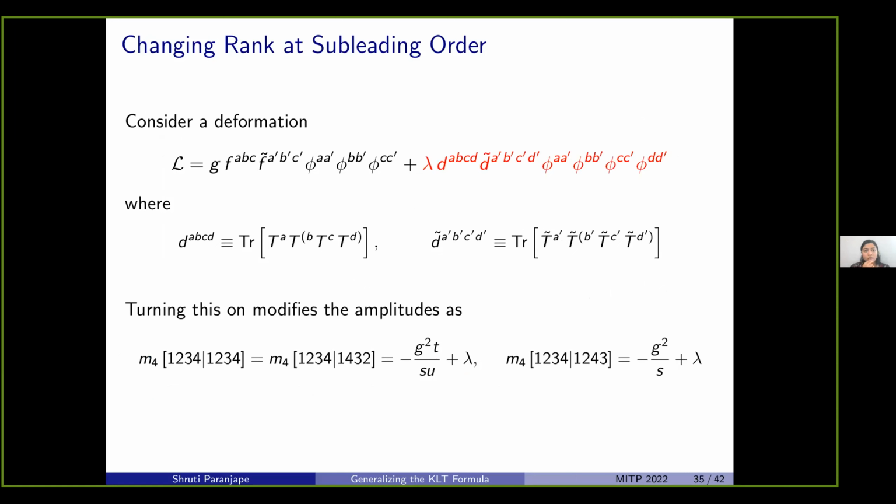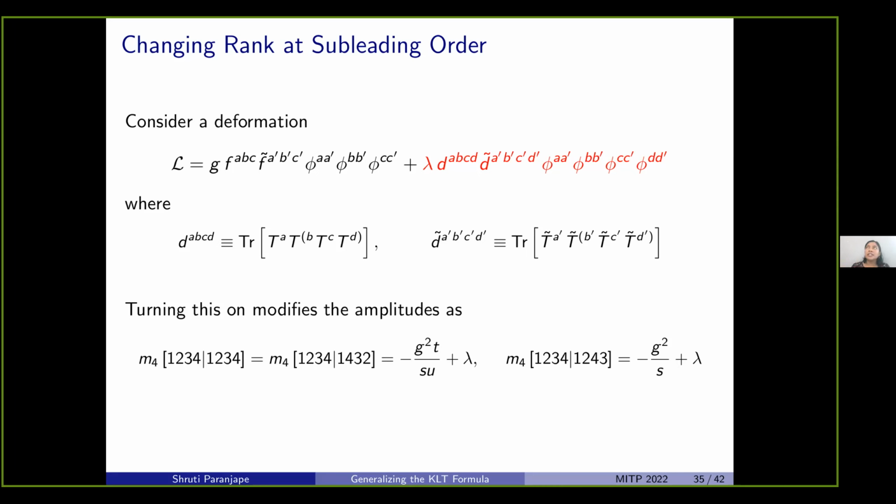Good. So at subleading order, if I wanted to change the rank of my identity element or my bi-adjoint scalar theory, I could do something like this. So here I've added a 4-point coupling. It involves these d^{ABCD}s, which are these symmetric combinations of traces of symmetric combinations of the generators. Good. So this modifies the amplitudes in my theory in the following way. So it gives me these kinds of 4-point amplitudes.